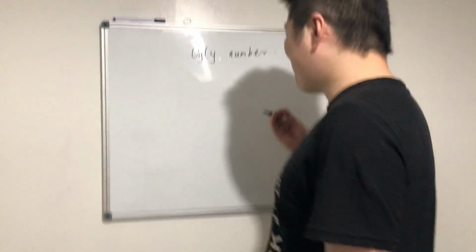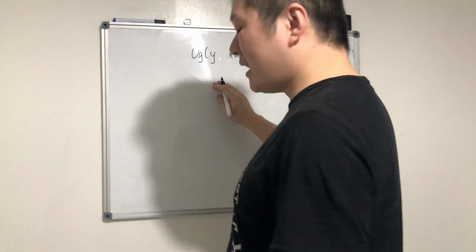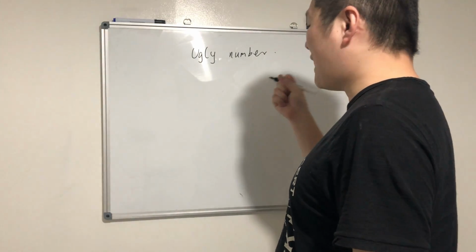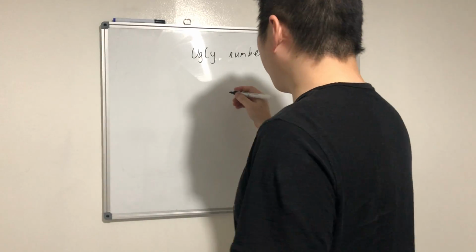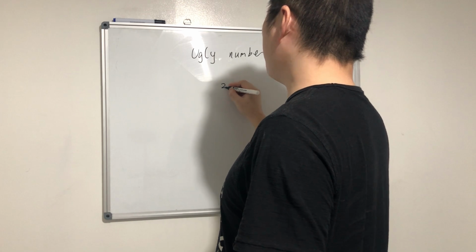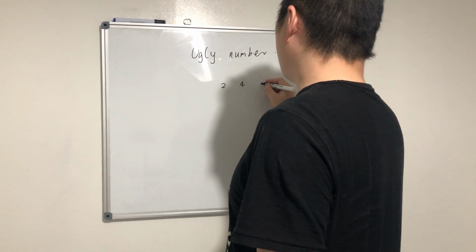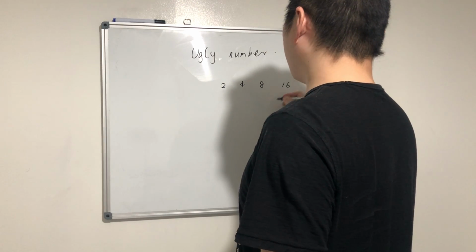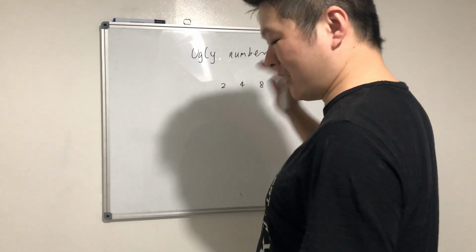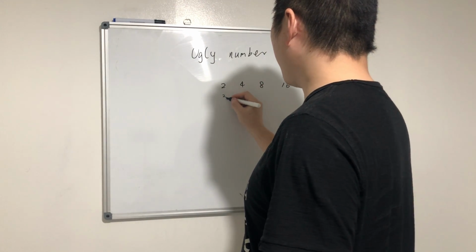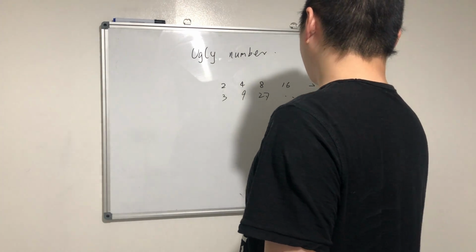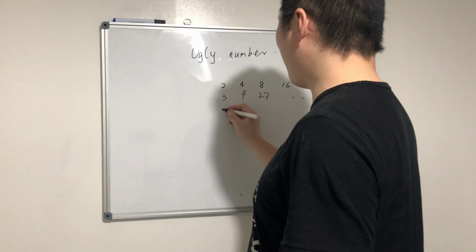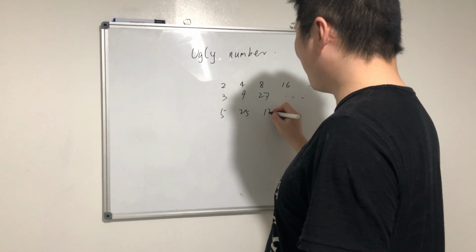So what's an ugly number? If a number has prime factors of 2, 3, and 5 only, it's ugly. For example, 2, 4, 8, 16. It has only 2, then it's ugly. 3, 9, 27, these are ugly. Or 5, 25, 125, ugly.